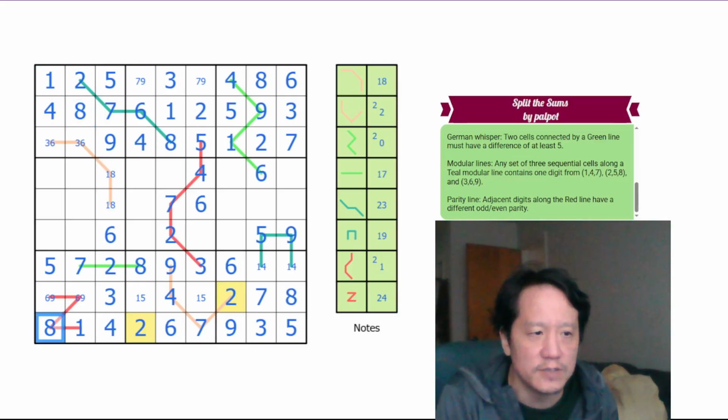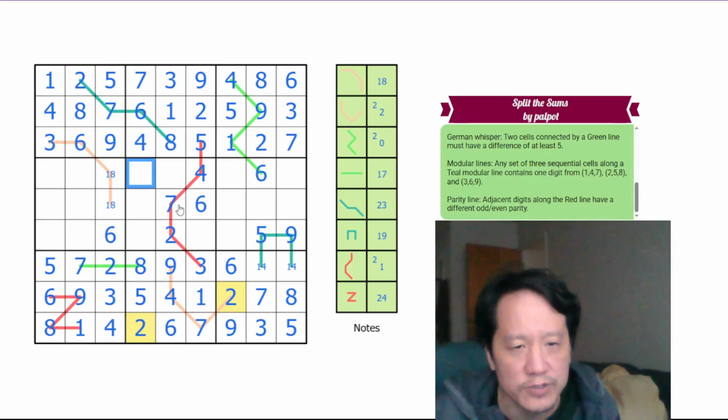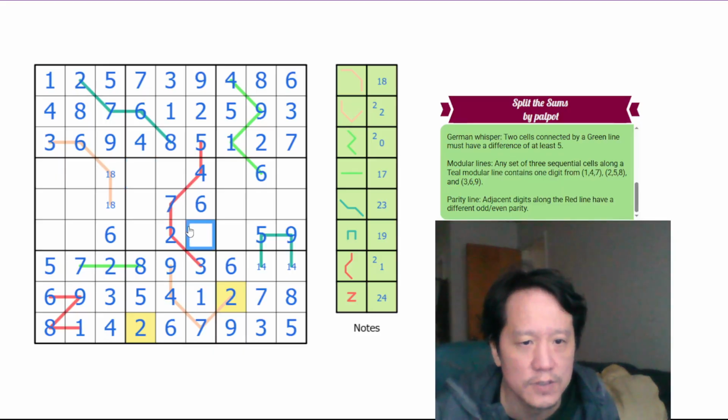This 8 is even, so this must be odd, so that's 9 and 6. 6 eliminates 6 here, so it's 3 and 6. 5 here eliminates 5 here, so it's 1 and 5. 7 here eliminates 7 in the column, so it's 9 and 7. And the rest we can probably do from Sudoku. In fact, we have to do from Sudoku because we don't have any other additional information.